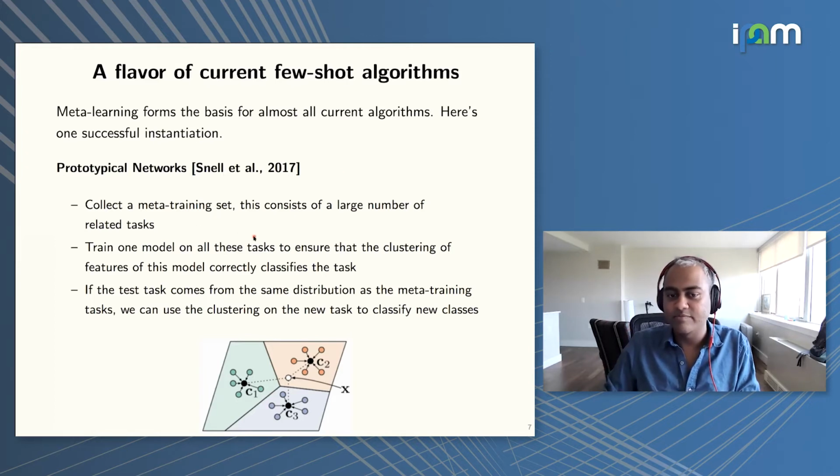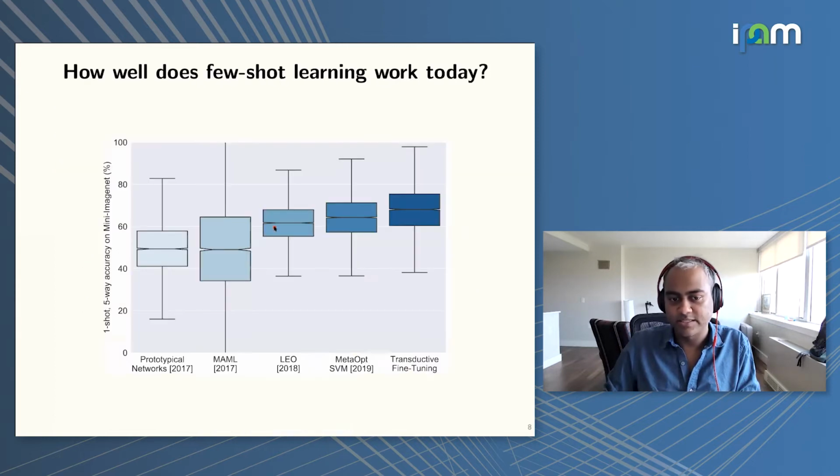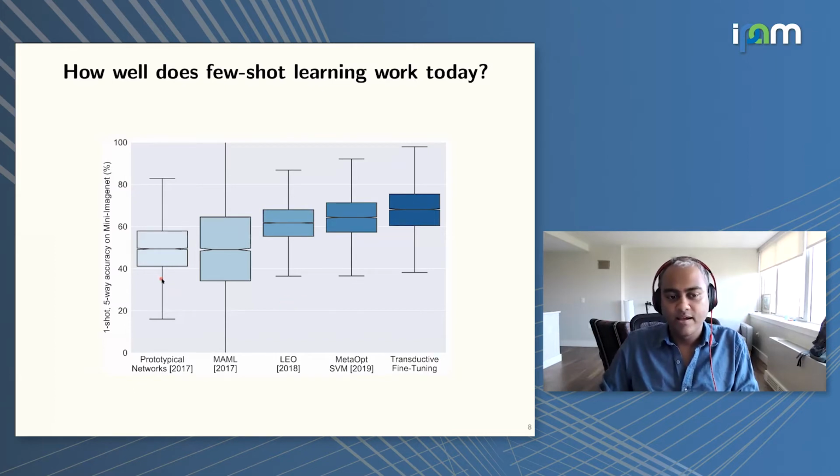They're basically some form of pre-training to learn this feature space, and then all the approaches from metric learning are used to classify in this feature space. The moral of the story is that they don't work really well.